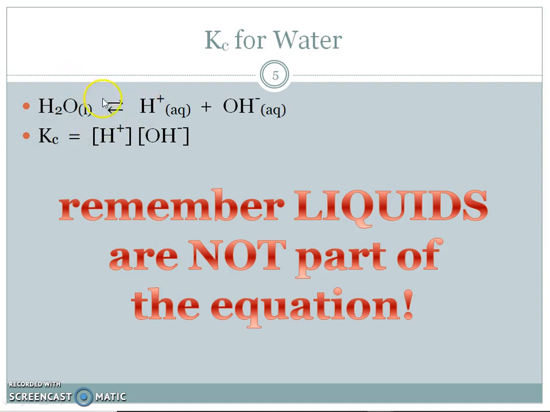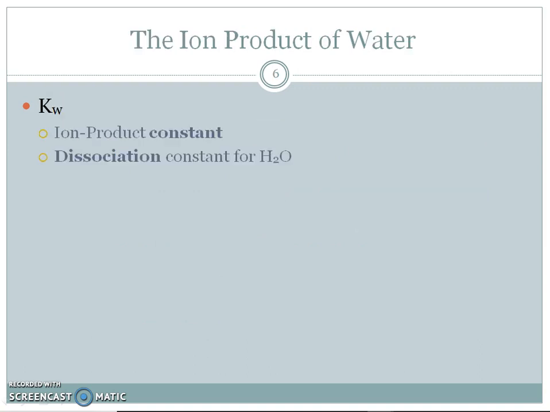So I just talked about this. Remember that water is in equilibrium. It makes H+ and OH-. So here's our Kc, or our Kw, they like to call it, for the reaction of water. And we remember liquids are not part of the equation. And we just said that. So the ion product of water, or the equilibrium constant, is just designated as Kw.